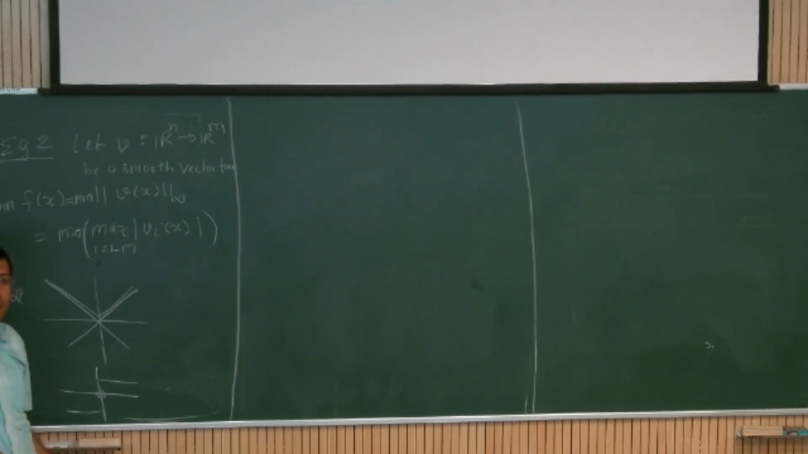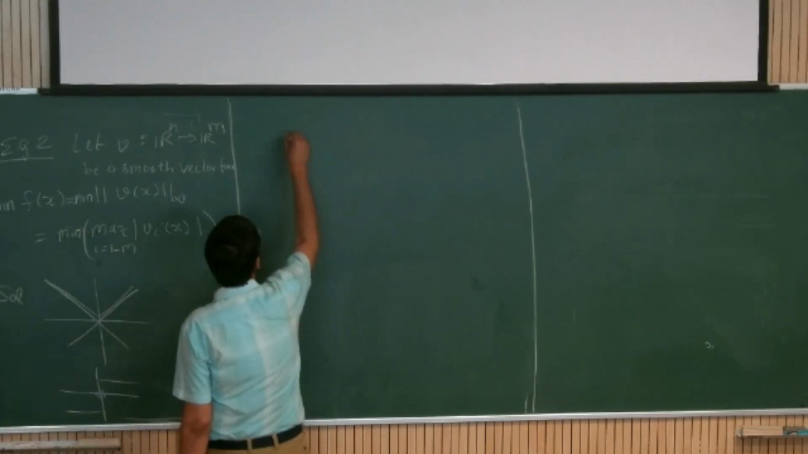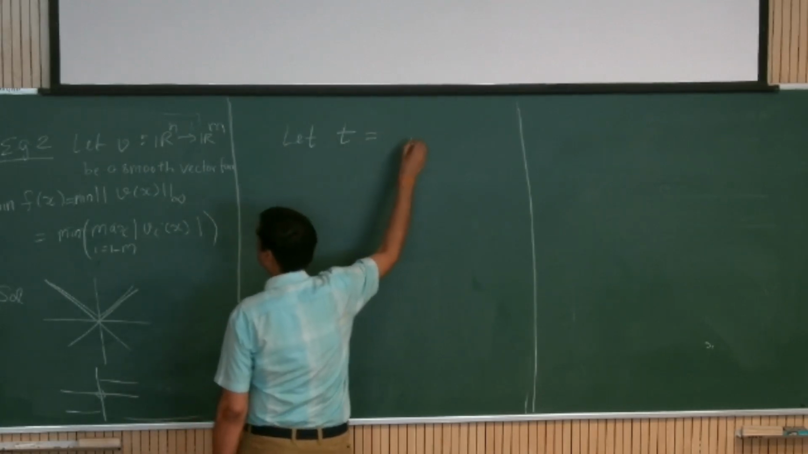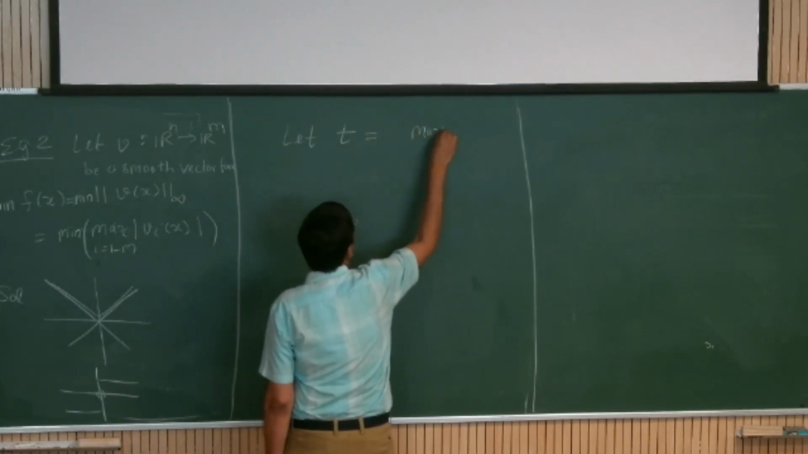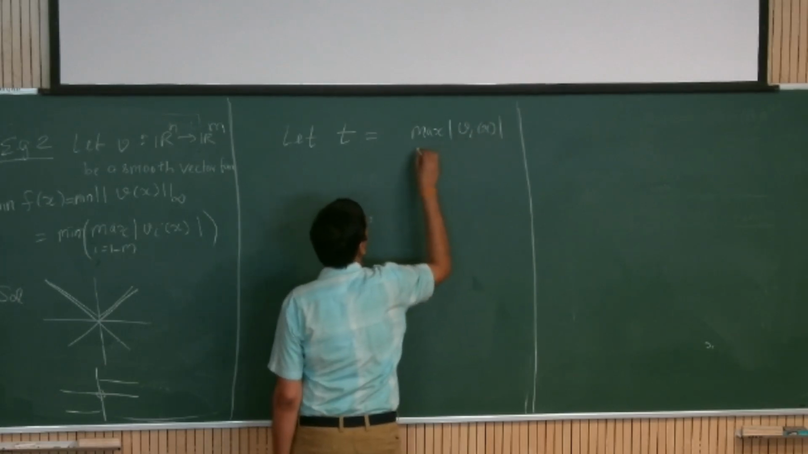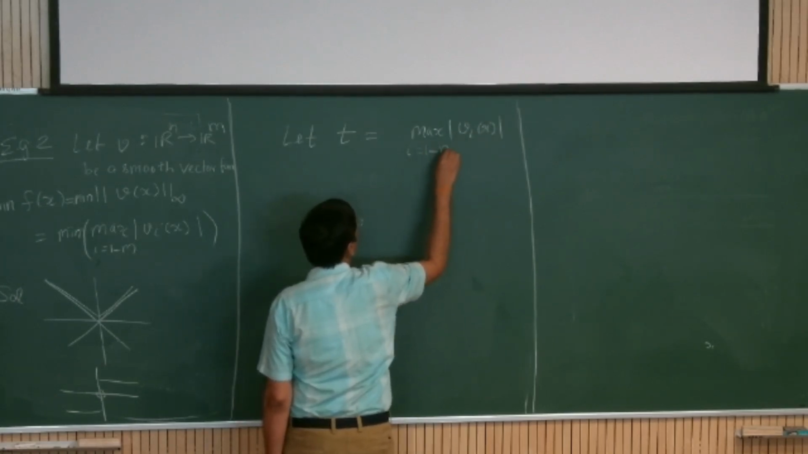Is everybody clear what the goal is? The goal is to transform this into a constrained problem and keep the smoothness, which means keep the nice objective function, and whatever new constraints you create should also remain smooth, or C infinity. Right? So let me give you a hint. Let's create a new variable t, equal to the max of vi of x, i going from 1 through m.